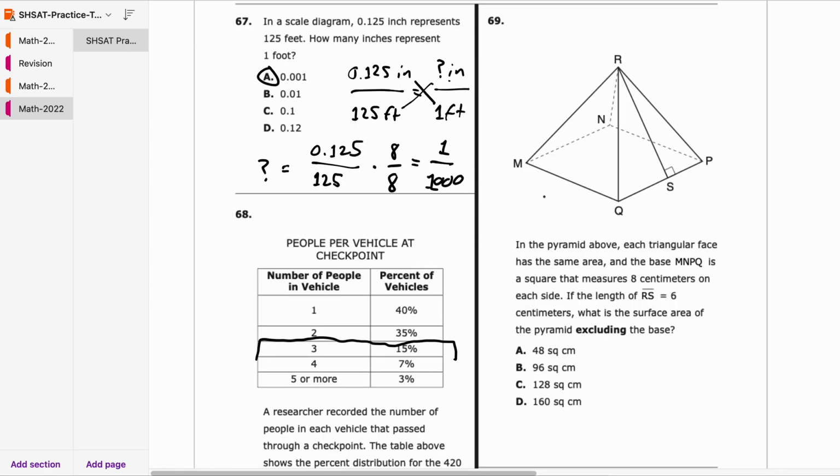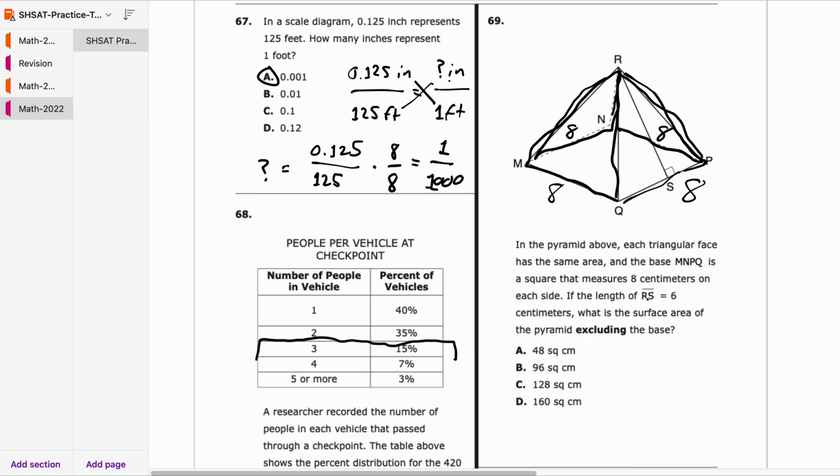Okay. So now 69. In the pyramid above, each triangular face has the same area, right? So this pyramid basically has 4 triangular faces. So this is 1, and then this would be 2, and this would be 3, and then finally this would be 4, right? Okay, so each of those have the same area, and the base MNPQ is a square that measures 8 centimeters on each side. So therefore, this is like 8, 8, 8, and 8.